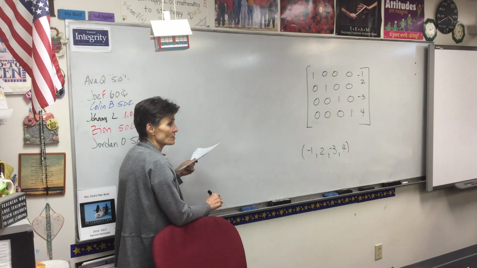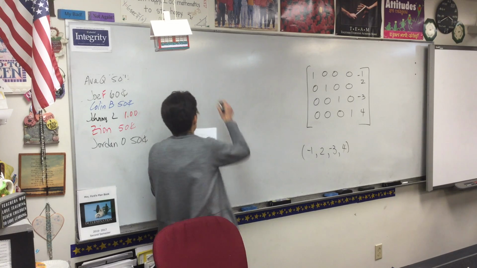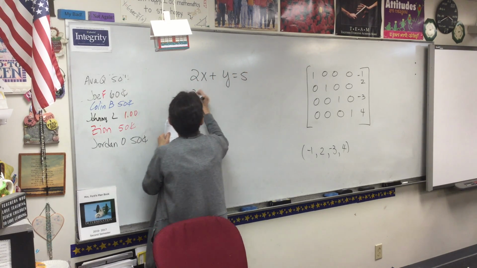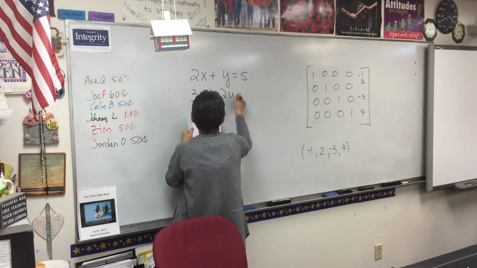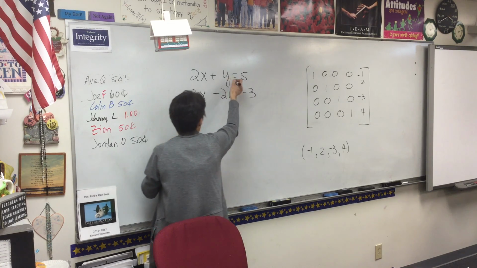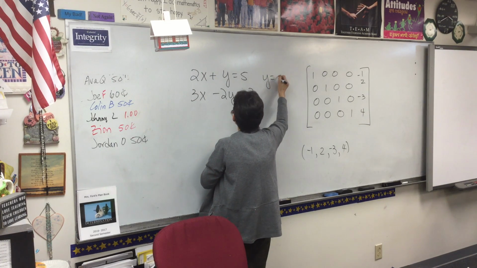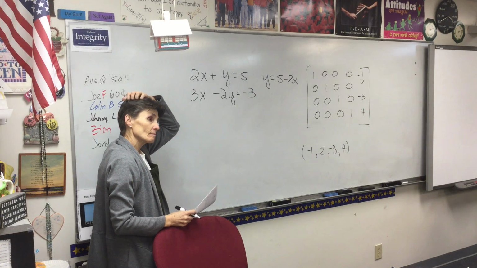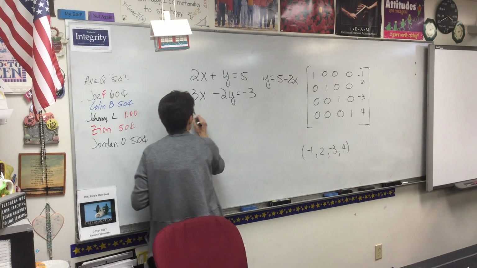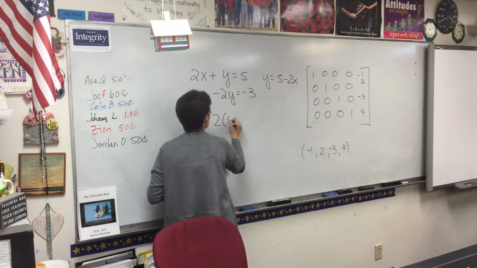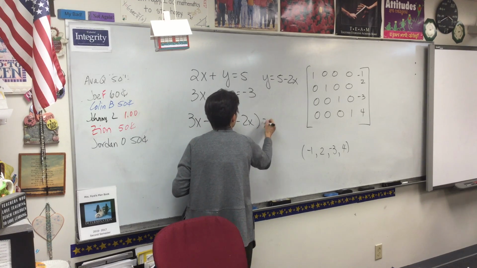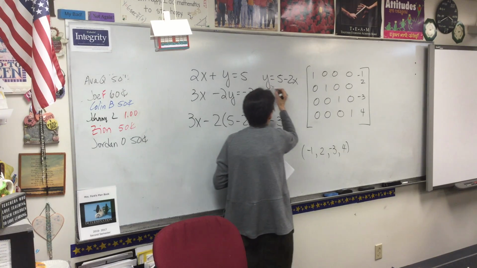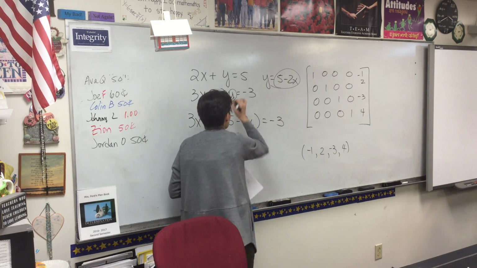Solve using substitution. What does that mean I need to do? Get, in this case, y by itself. So y equals 5 minus 2x. So 3x minus 2 times 5 minus 2x equals -3. We substitute this in here.